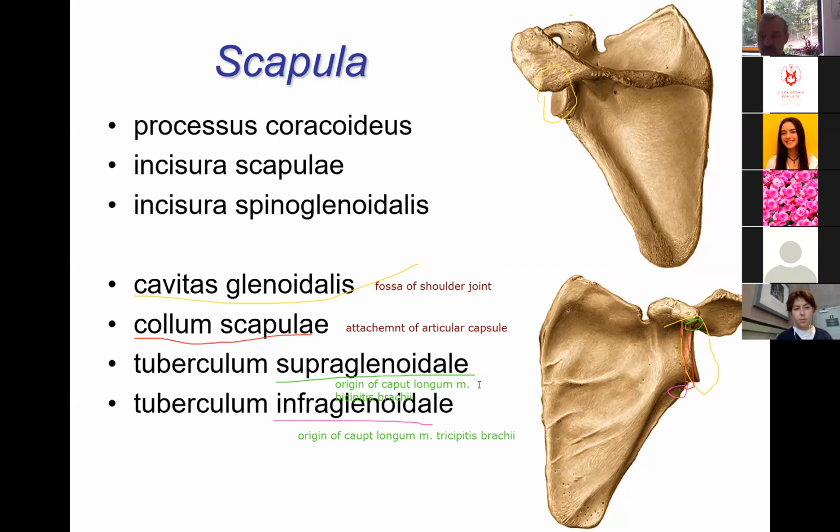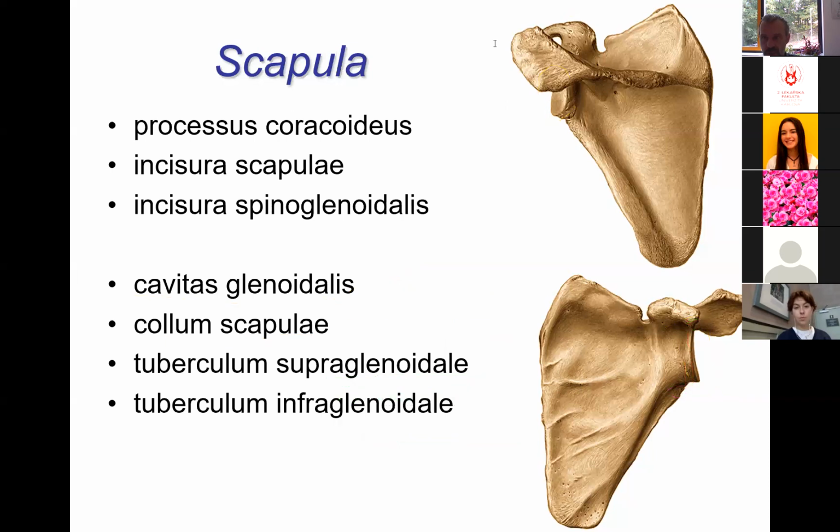So these are two tubercles which are not well visible here, but if you see the bone, you can find them on the bone. So these are all the terms of the scapula. As we don't have enough time, we do not go through the details in all the other bones, but this is the way how we expect you to know it. Questions?